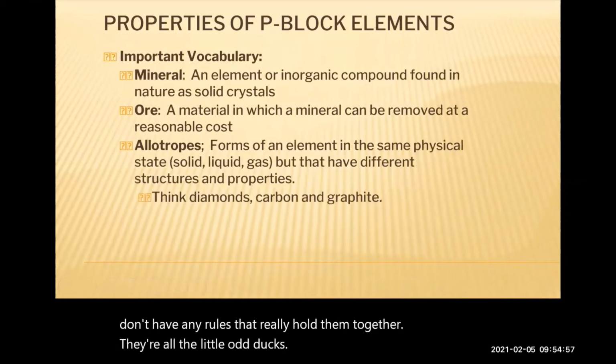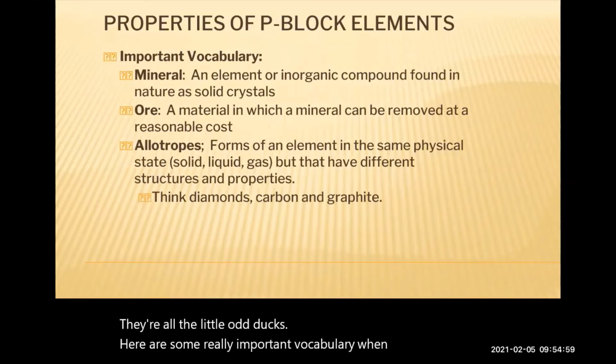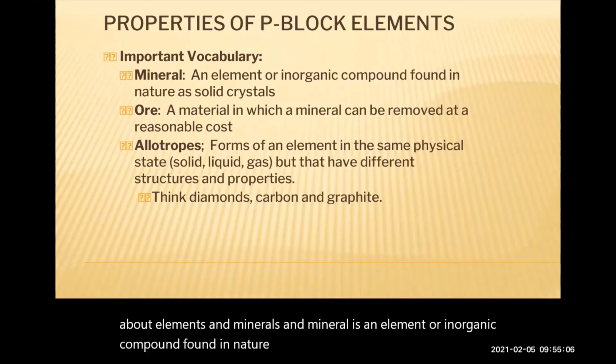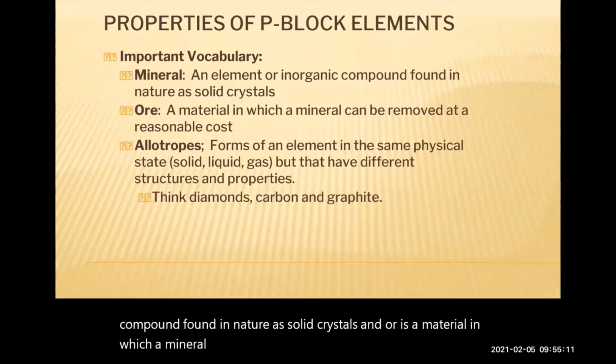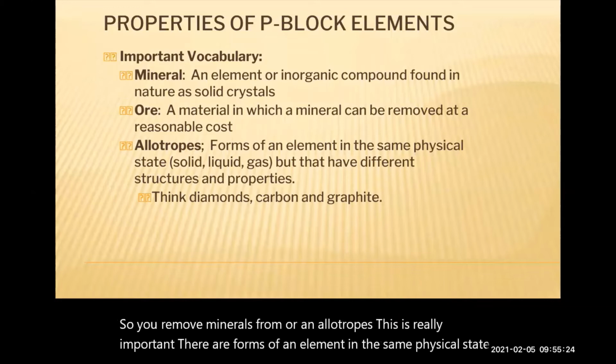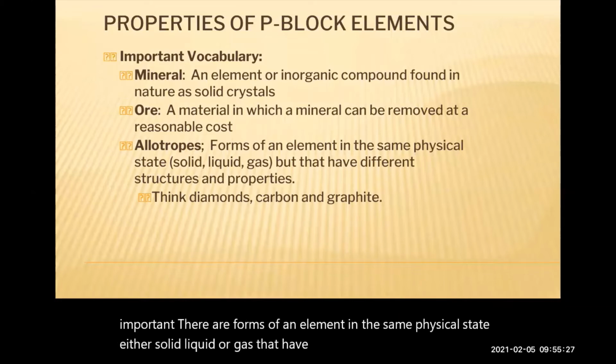Here's some really important vocabulary when we're talking about elements and minerals. A mineral is an element or inorganic compound found in nature as solid crystals. An ore is a material from which a mineral can be removed at a reasonable cost. So you remove minerals from ore. And allotropes, this is really important. They're forms of an element in the same physical state, either solid, liquid, or gas, that have different structures and properties. I want you to think of carbon.